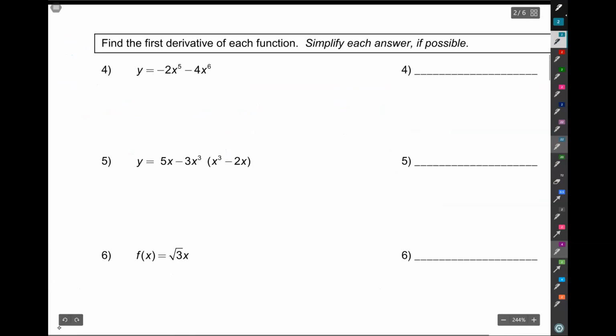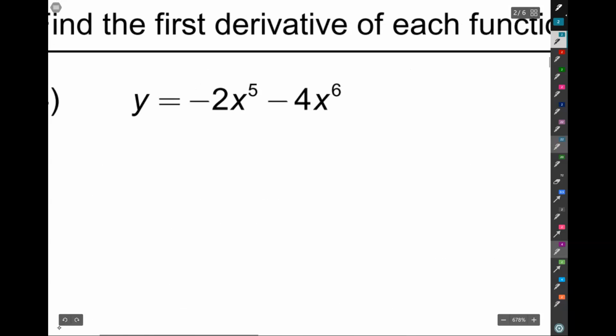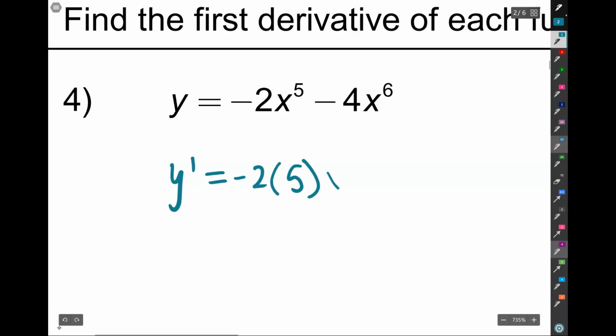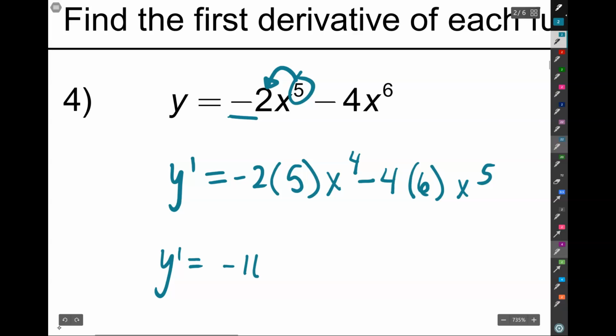Okay. Find the first derivative of each function. Simplify if possible. This will be fun. I'm just going to call on some people to help me out here. Let's start with Gabe. Number 4. Take out x to the 5th and a -2. So -2 times 5 times x to the 4. You take the exponent, bring it down, multiply by any constant in front, and then subtract 1. So our first derivative is just going to be negative 10x to the 4th minus 24x to the 5th.